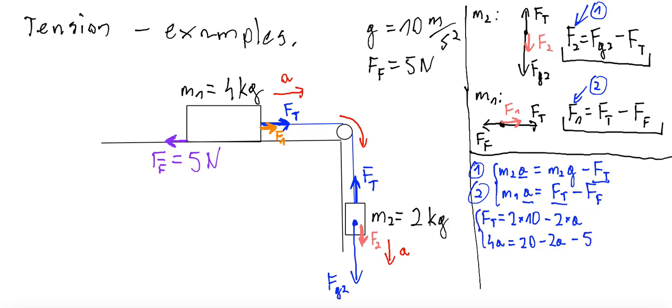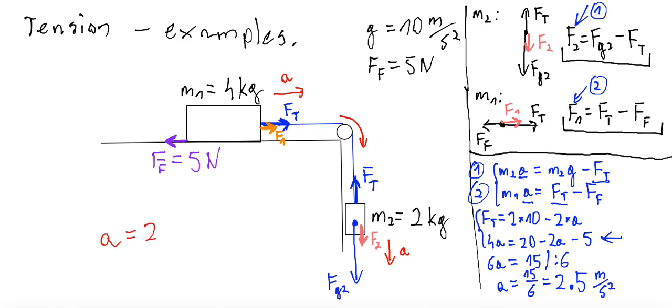Okay, and now we can solve this second equation. So 6a on the left, and on the right we have 15, because 20 minus 5 is 15, divided by 6. A is equal to 15 over 6, so it's 2.5. Of course, remember the unit of acceleration is meters per second squared, so the final answer is: the acceleration of this system is 2.5 meters per second squared.